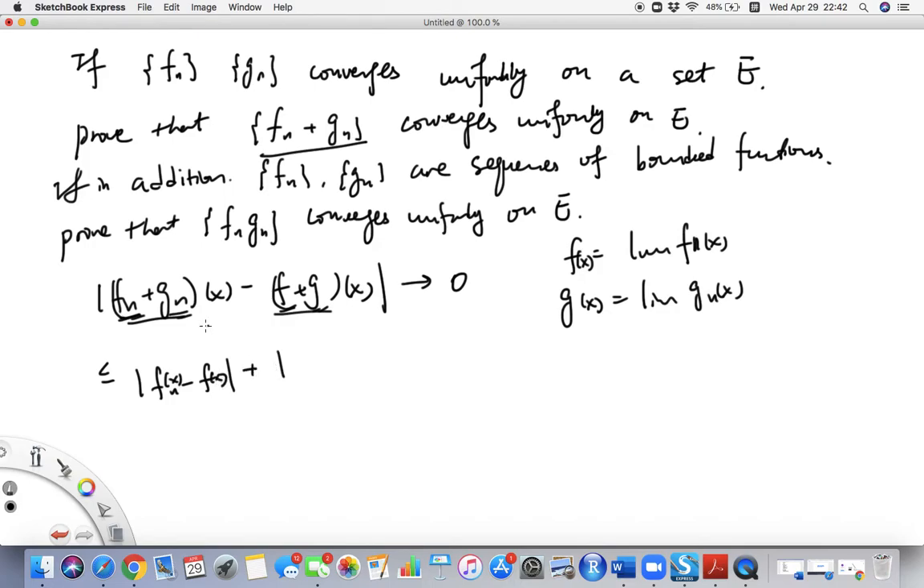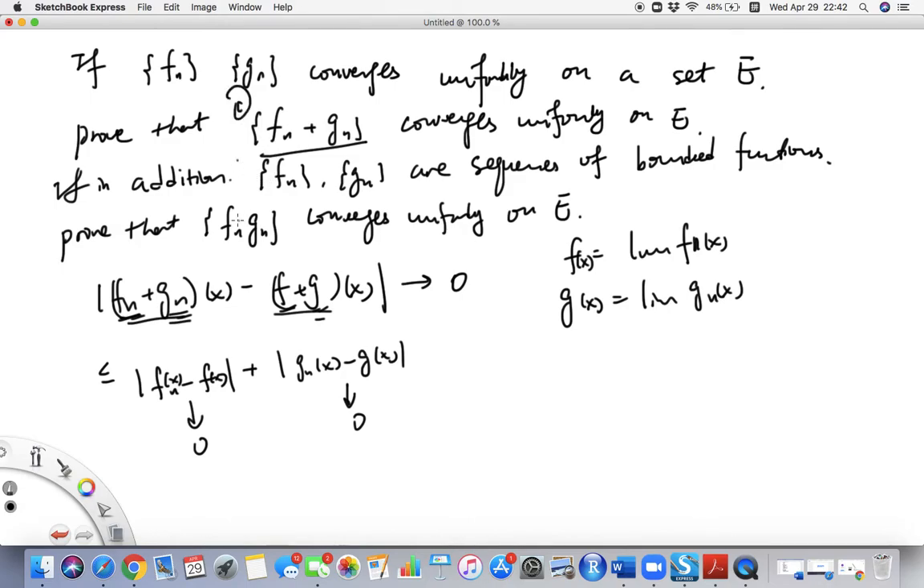And then plus gn minus g, right? This is less than or equal to because of the triangle inequality. So because fn converges uniformly, this goes to 0, and this goes to 0, so that goes to 0. Okay, so that proves the first part.